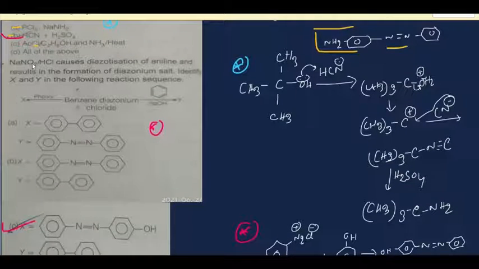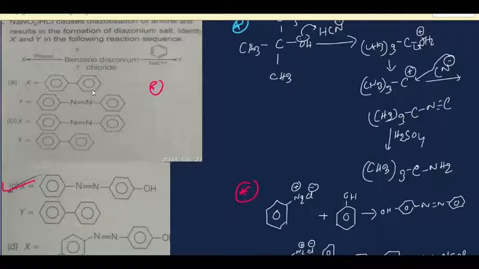The next question: NaNO2 and HCl cause diazotization of aniline and result in the formation of a diazonium salt. Identify X and Y in the following reaction sequence. Benzene diazonium chloride, after reacting with phenol, gives X, and after reacting with benzene in NaOH medium gives Y.